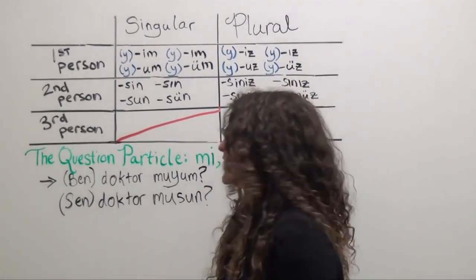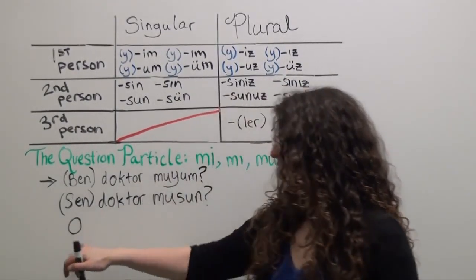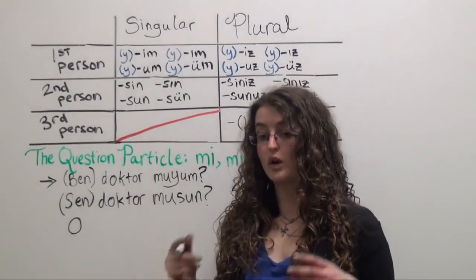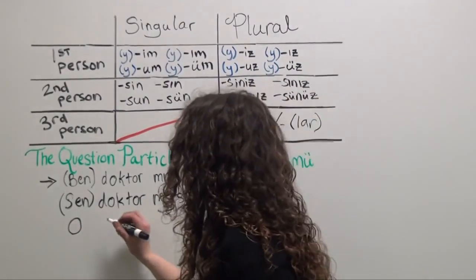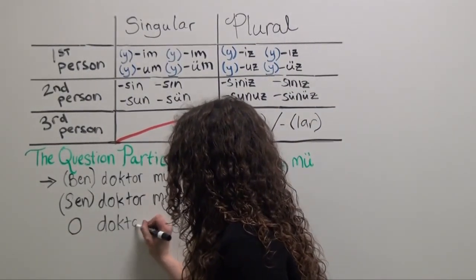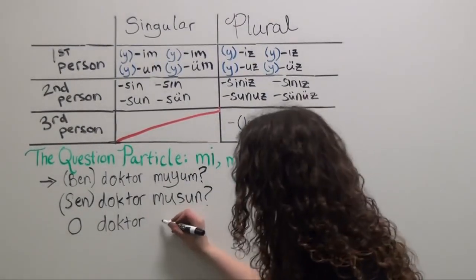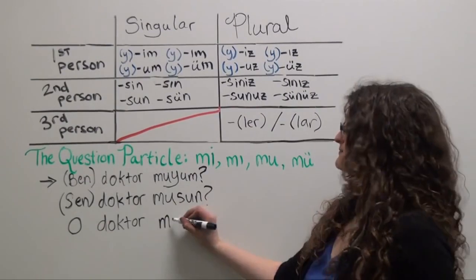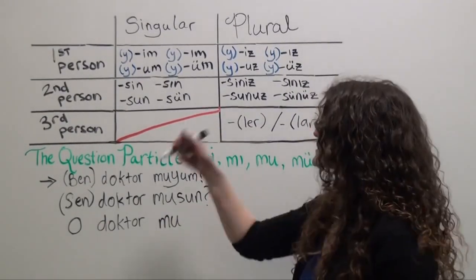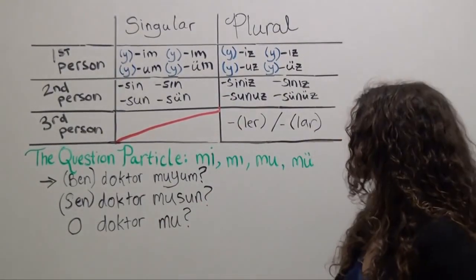Let's look at the third person. Is he or she a doctor? In this case, remember, you're going to have to use either the personal pronoun o, he, she, it, or an actual noun. So o is he, doktor, question particle, mu, and that's it. That's all you need because we're not going to be adding a personal suffix for the third person singular. So o doktor mu, is he or she a doctor?